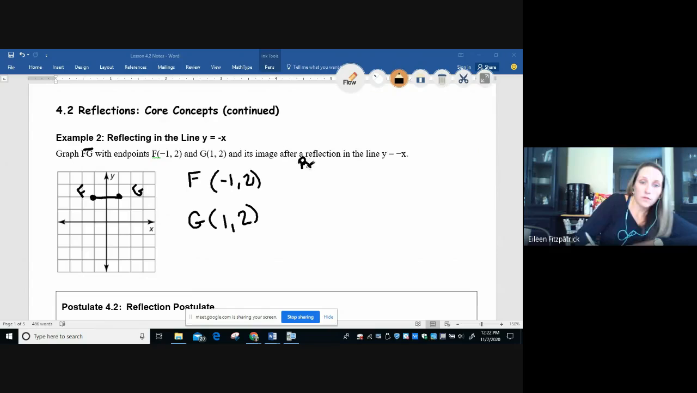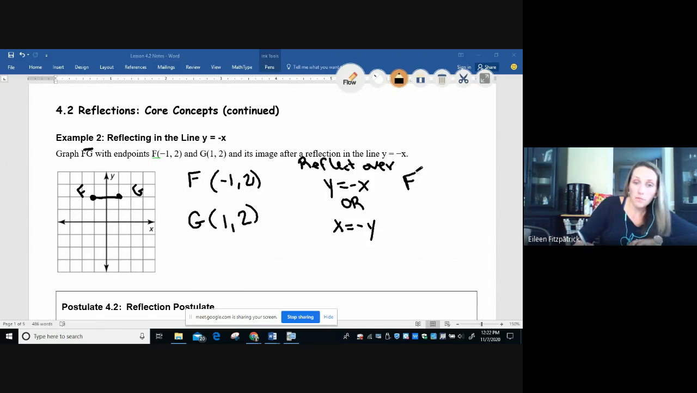So if we want to reflect over y equals negative x, or you can think of that's the same line as x equals negative y. Think about what that's saying, okay? Your new x is going to equal the opposite of y. Your new y is going to equal the opposite of x. So for F prime and G prime, you're going to flip the coordinates and change their signs, okay? Because your new x is going to be the opposite of y.